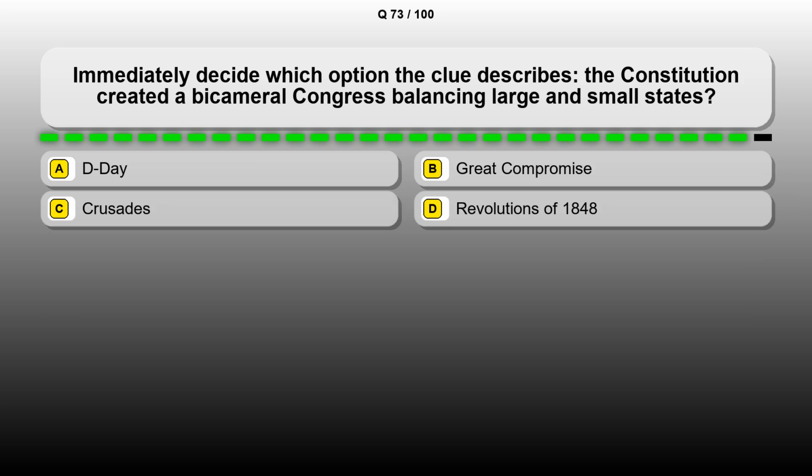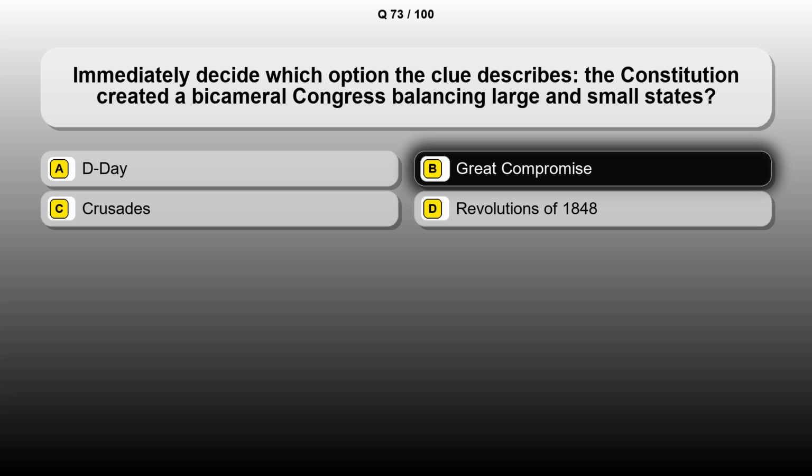Question 73. Immediately decide which option. The clue describes the Constitution created a bicameral Congress balancing large and small states. Option A, D-Day. Option B, Great Compromise. Option C, Crusades. Option D, Revolutions of 1848.